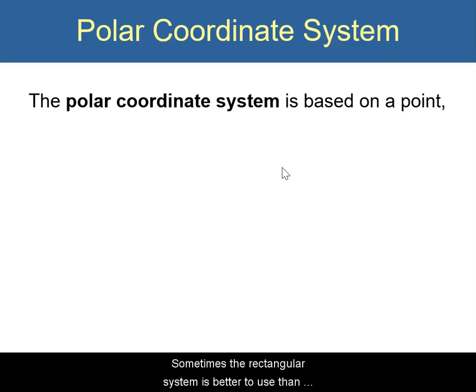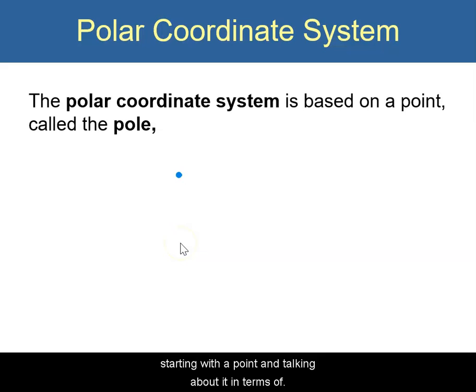Sometimes the rectangular system is better to use than the polar. Sometimes the polar is better to use than the rectangular system. That's why we have two different coordinate systems. We actually have quite a few different coordinate systems, and a single point can be referenced in any of those coordinate systems, right? So that's really what we're focusing on today. We're just starting with a point and talking about it in terms of r and theta instead of x and y, right?